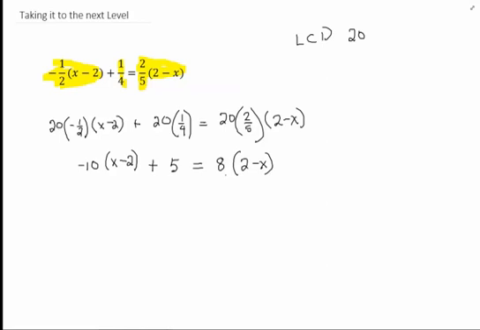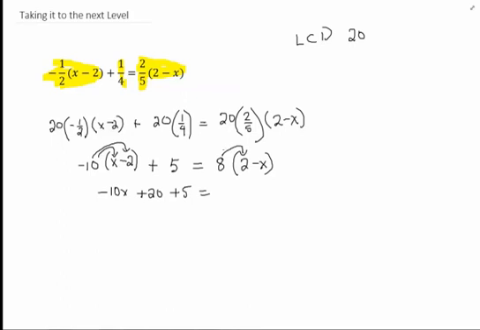Now, again, by eliminating our fractions, we have something that we've seen before, and we can now simplify both sides of our equation. We're going to do that by distributing this negative 10 over the binomial x minus 2. So negative 10 times x gives us negative 10x. Negative 10 times negative 2 gives us plus 20, and that's plus 5 is equal to, and we're going to distribute that 8 the same way.